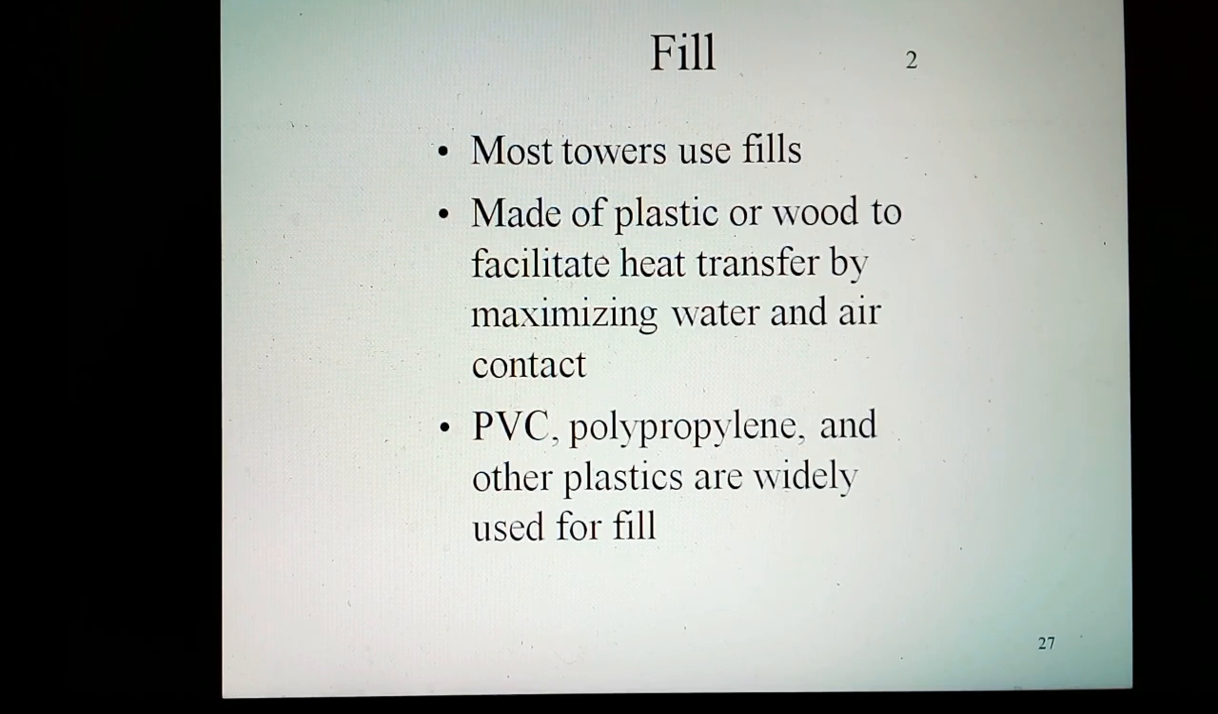Because of greater heat transfer efficiency, film fill is chosen for applications where the circulating water is generally free of debris that could block the fill passageways. There are two types of fill.